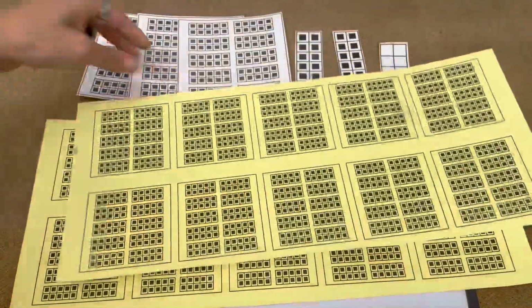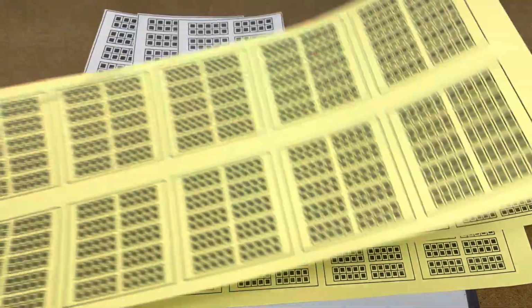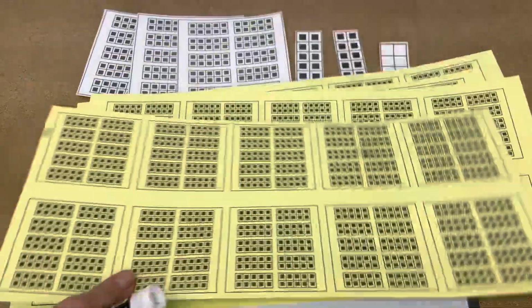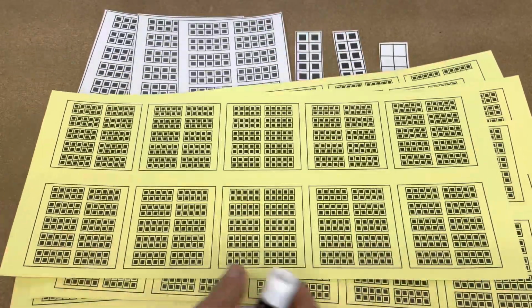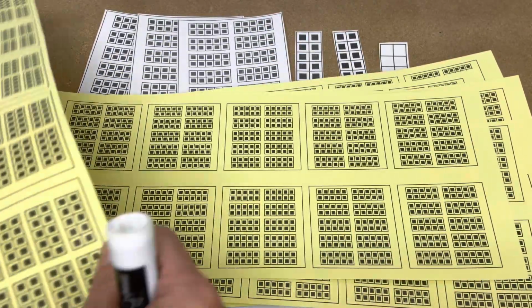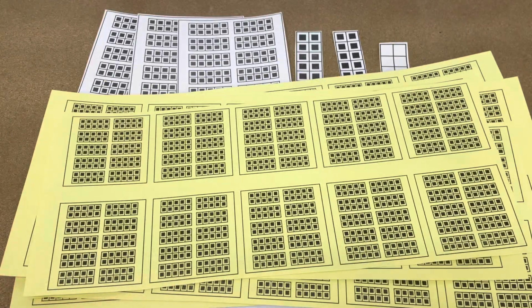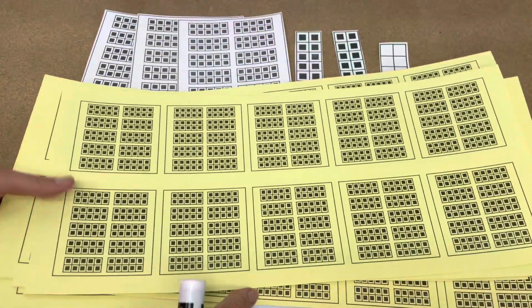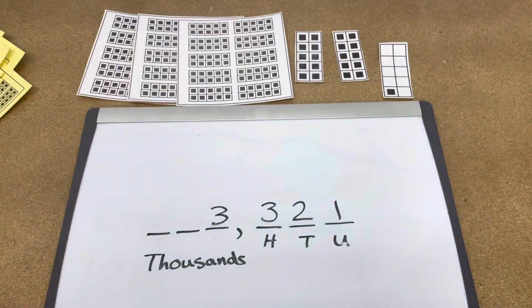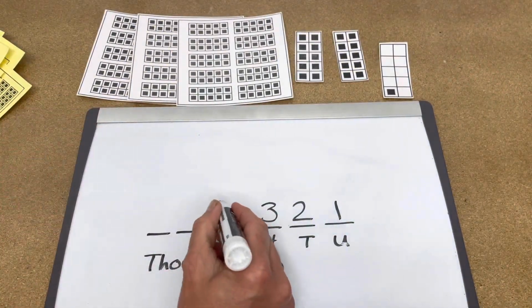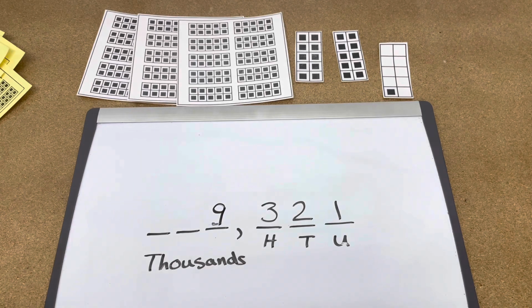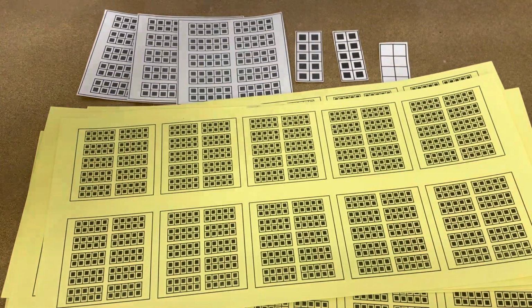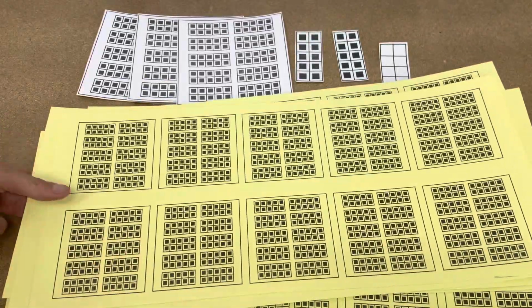1,000, 2,000, 3,000, 4,000, 5,000, 6,000, 7,000, and I show students this in the class, 8,000, and 9,000. So then we would write the number 9,321. But what happens if we add one more 1,000?